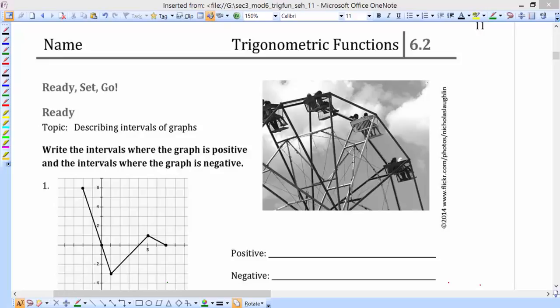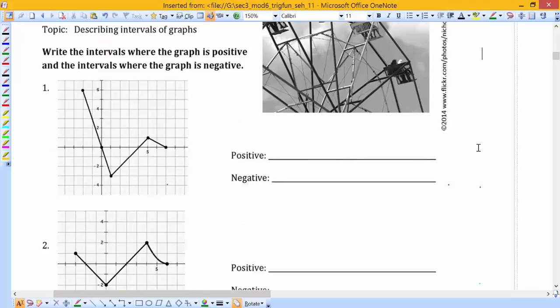6.2 RSG. This video is going to be a little bit longer than the 6.1, but you may not need all of it. The ready and the go are just review, so I'm going to spend most of my time on this set. So I'm just going to get you started on what is required for the ready.